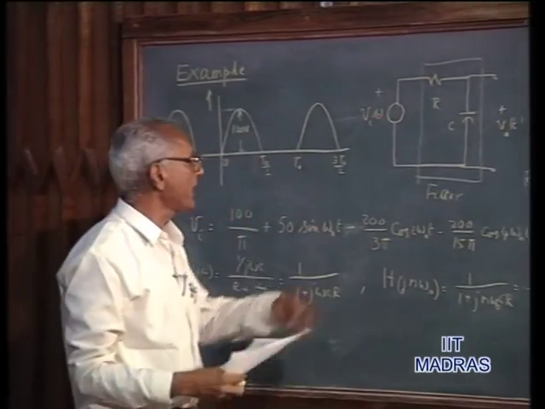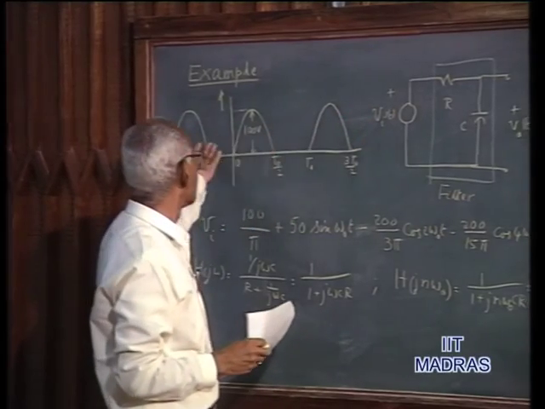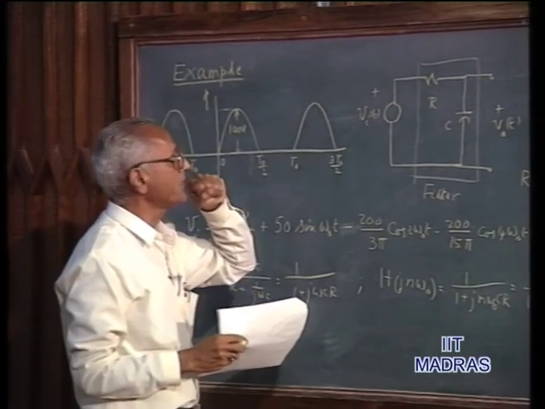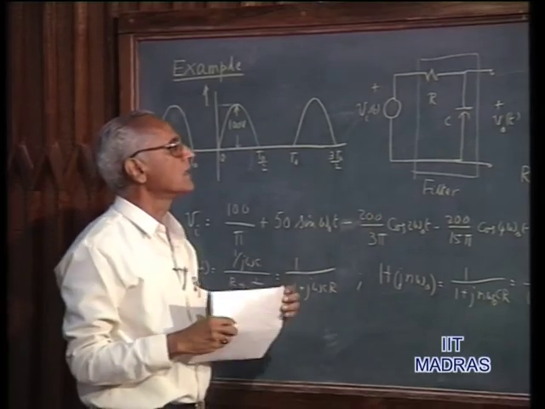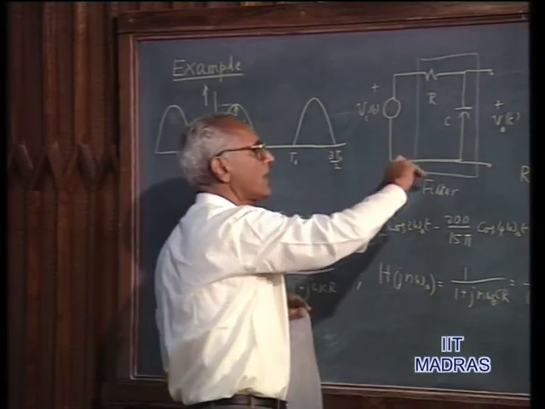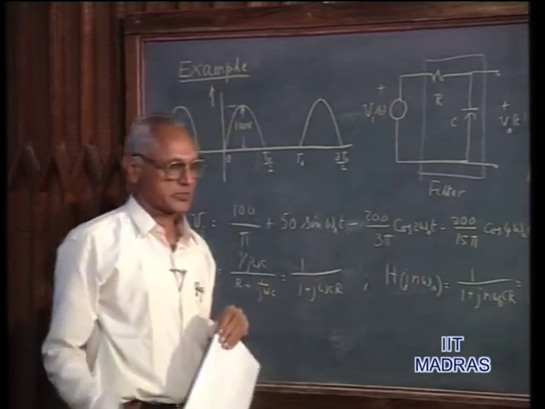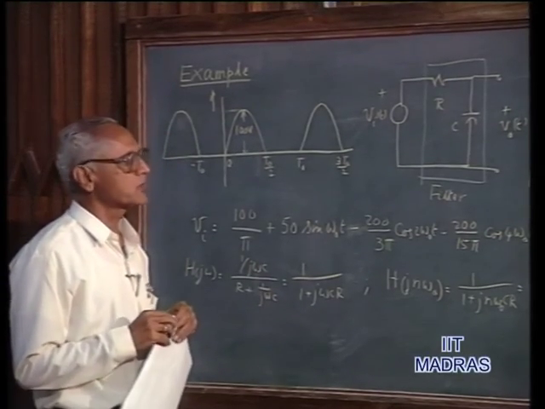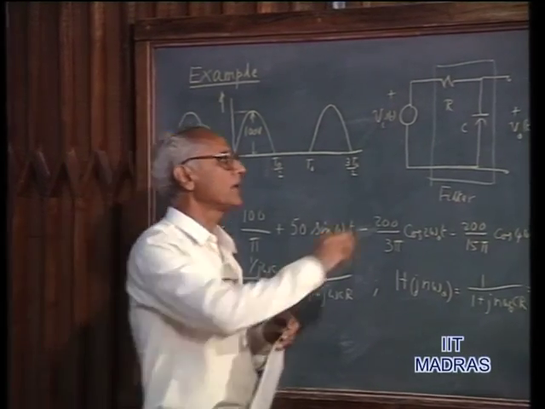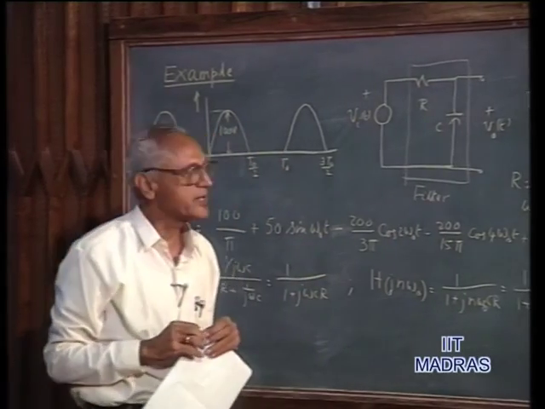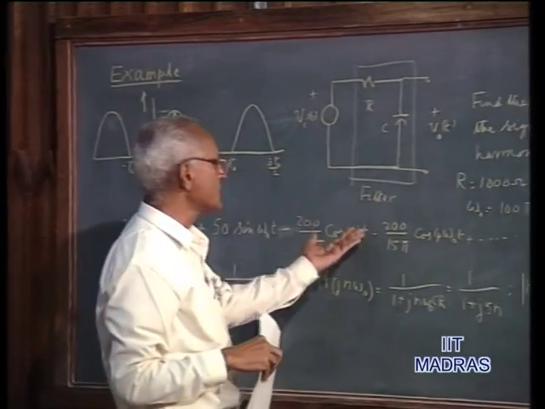You have an input voltage which is non-sinusoidal, which is a half wave rectified sine wave, and we would like to have a filter like this to smooth out the ripples. So all the AC components should be reduced to the extent possible, and we would like to have the output be as pure a DC as possible. Now how good is this filter?